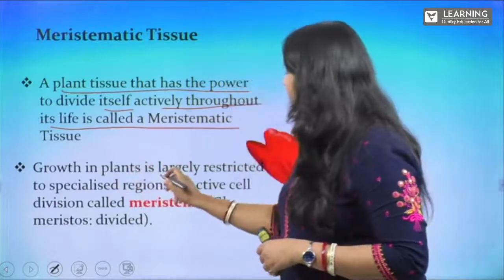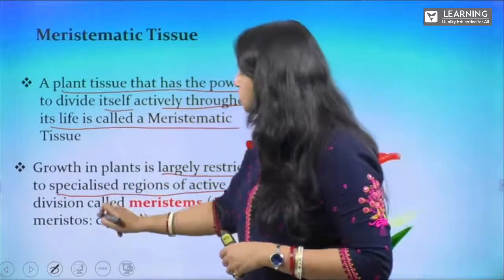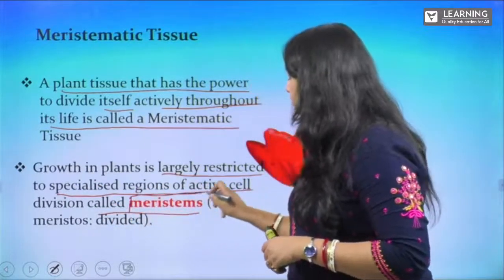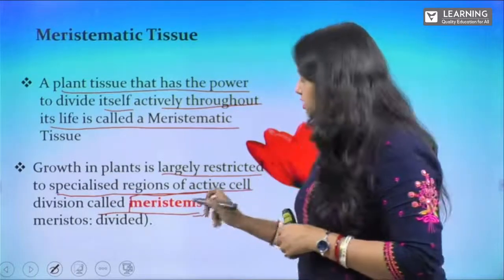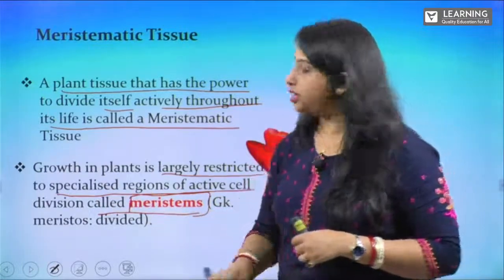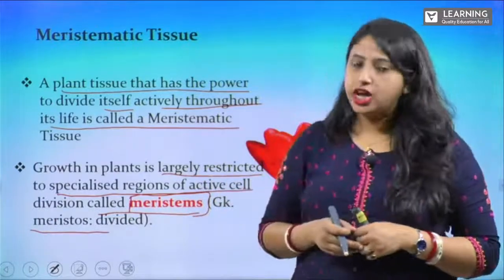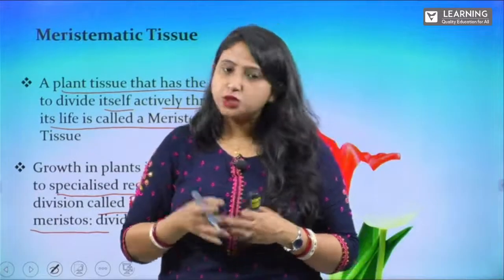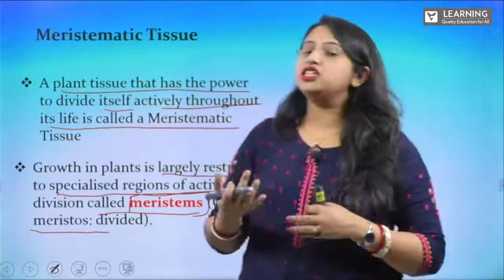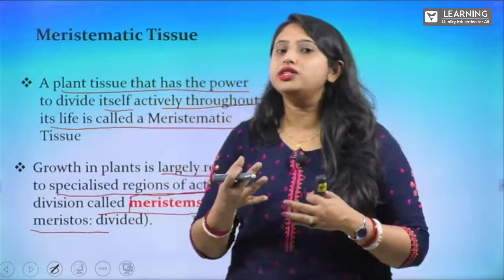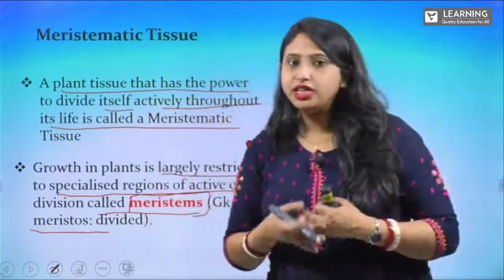Growth in plants is largely restricted to specialized regions of actively dividing cells called the meristem. It is derived from the Greek word meristos, which means divided. How are permanent tissues formed? They are formed from meristematic tissues only. These meristematic tissues divide and reach a certain point where they lack the capacity to divide, and they form the permanent tissues.